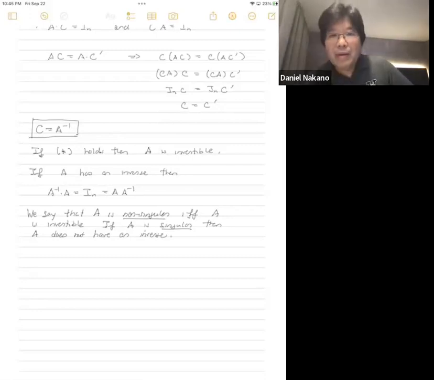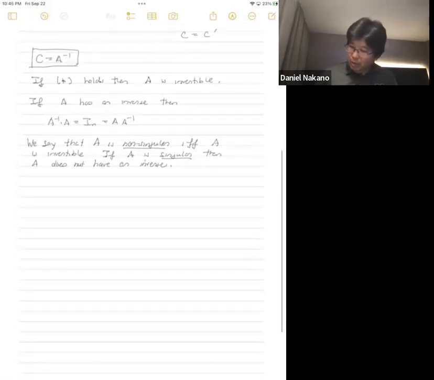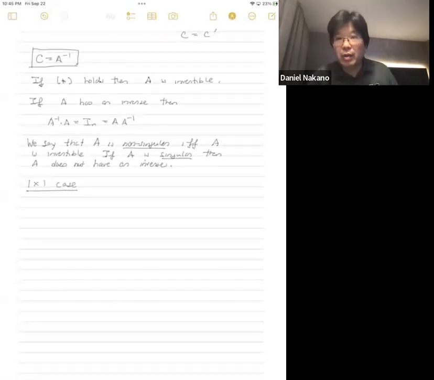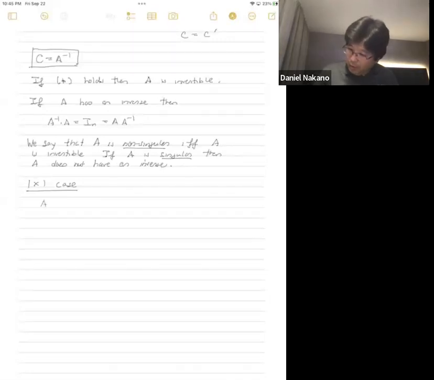All right, so let's go through some cases, the 1-by-1 case and the 2-by-2 case, and analyze them thoroughly. Let's start with the 1-by-1 case. This is the case that you have actually seen before, probably in elementary school. Here A is a 1-by-1 matrix, which is just a single number A. So the question is, when is A invertible?